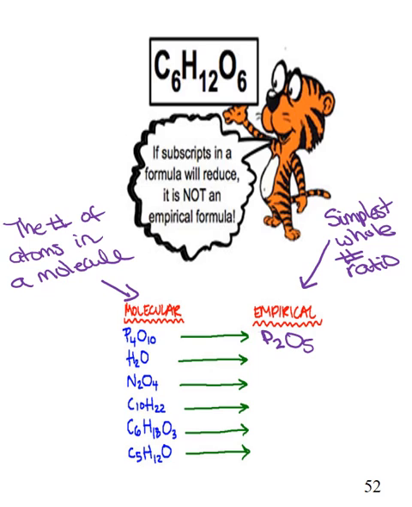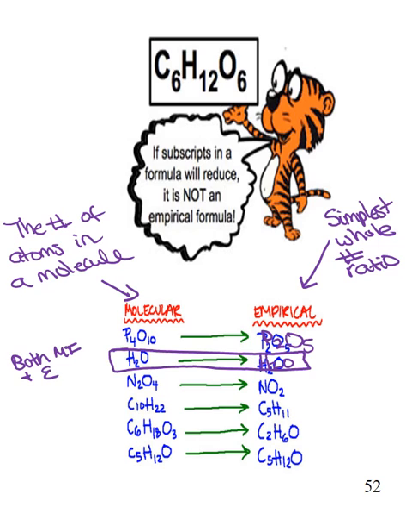Now for water, what would the empirical formula of water be? Well, you can't divide it anymore, so it's going to be H2O. So notice with water that it is both the molecular formula and empirical formula. Sometimes you can have that being the same. What about N2O4? What would the empirical formula be? Well, you can divide everything by 2, so it would be NO2.